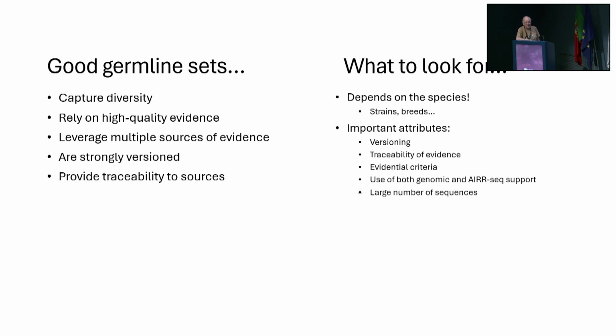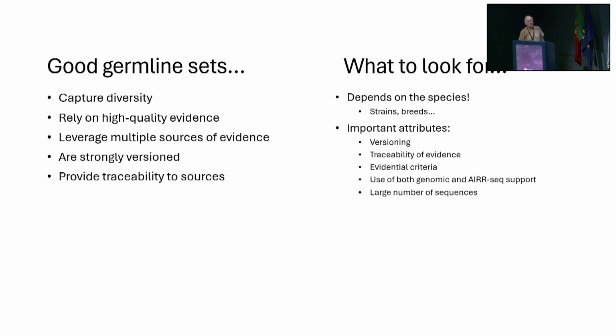Good germline sets are also strongly versioned because they are going to change over time. And they provide traceability to sources because we're going to raise the evidence bar over time as more evidence becomes available. We want to be able to go back through the sets and eliminate any that don't meet our new criteria. So what should you look for when you're evaluating a germline set?